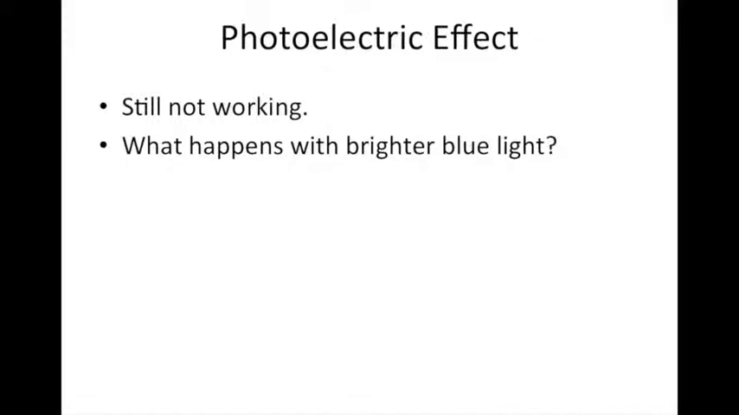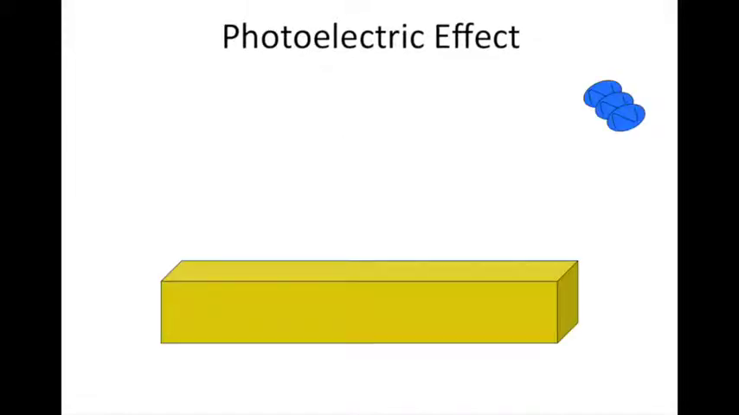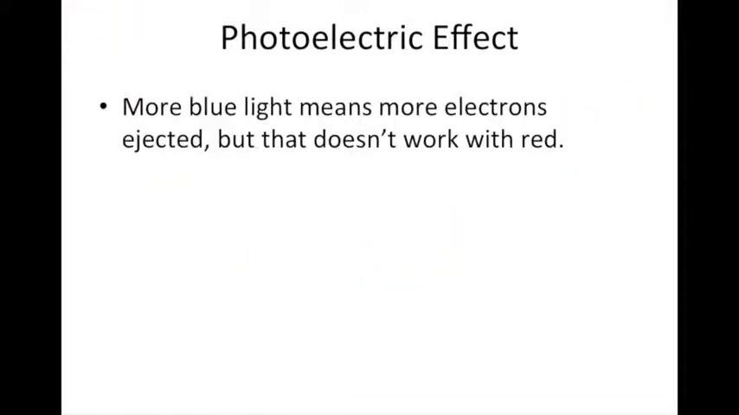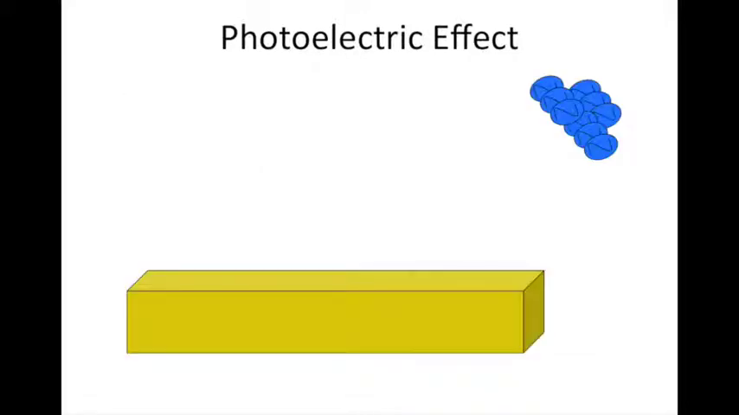But what if we increase the amplitude of the blue light? Okay, here you can see we're increasing the amplitude of the blue light. When we do that, we get more electrons ejected. So blue light at a higher amplitude ejects more electrons, but that didn't work for the red light. We can increase the amplitude of the blue light even more, and we continue to get more and more electrons ejected.